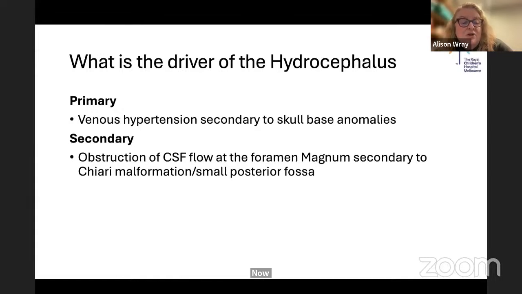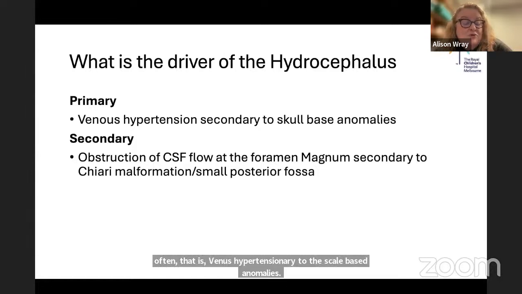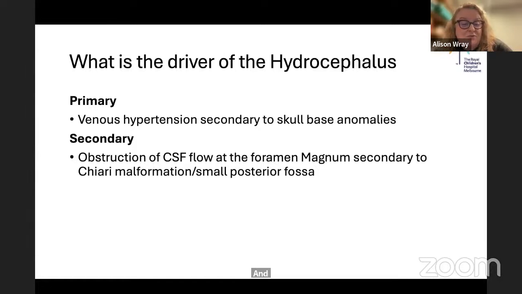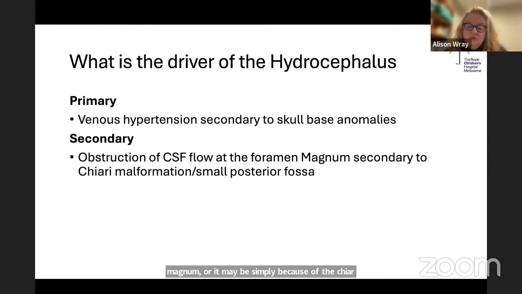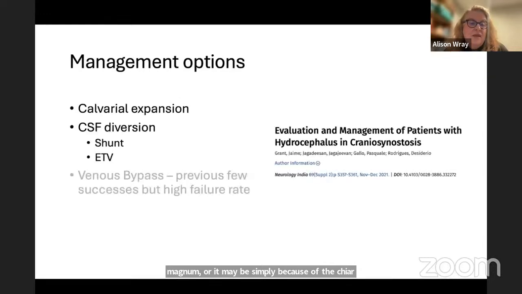And to date, we don't have a number of good treatment options for the skull base anomalies, except perhaps for posterior vault distraction. But it can also be a secondary hydrocephalus, either from obstruction of CSF flow, which occurs at the foramen magnum, or it may be simply because of the Chiari malformation plugging the foramen magnum, or because of the very small size of the posterior fossa.